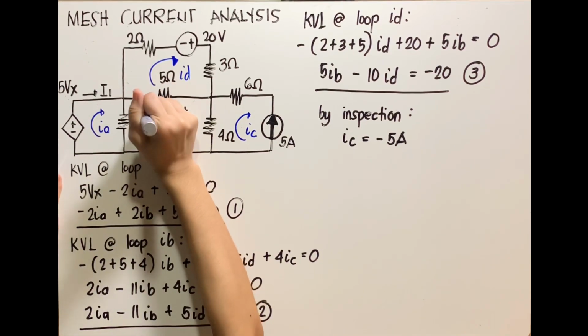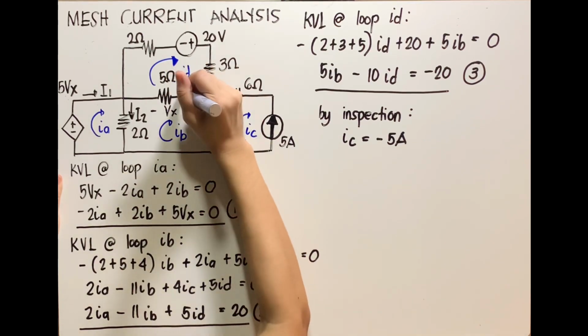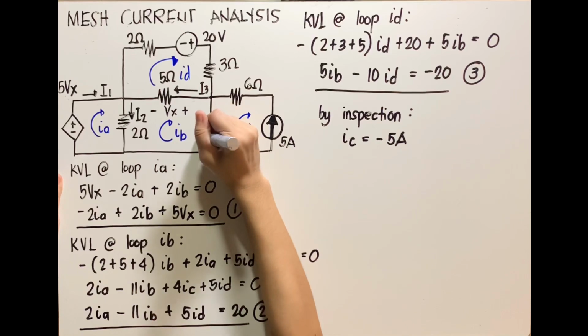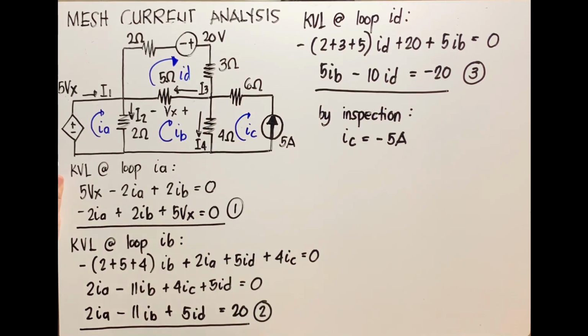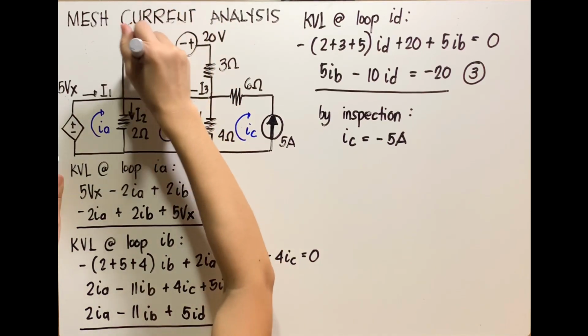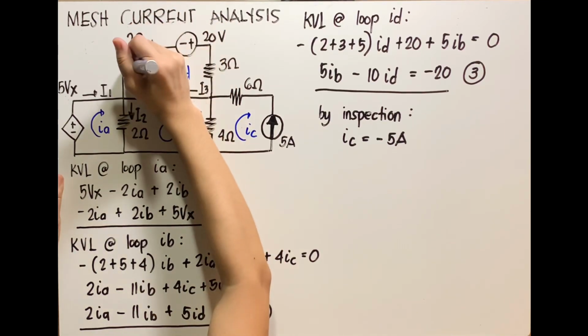This is I2. Let's say this is I3. And let's say we have here I4 downward. And then let's say this is I5. So isabay natin dito. Where? Yan. This is I5.